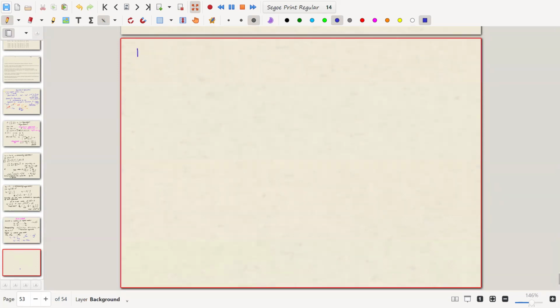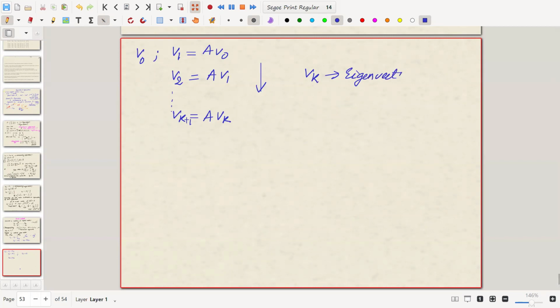So what we are doing here is we started with the initial vector V naught, right? Then we created V1 as A into V naught. Then we created the new vector V2, that is A into V1, and so on. If you go on like this, you reach V(k+1) equals A Vk. By doing this, you will be amazed to see that Vk is converging to the eigenvector of the matrix.